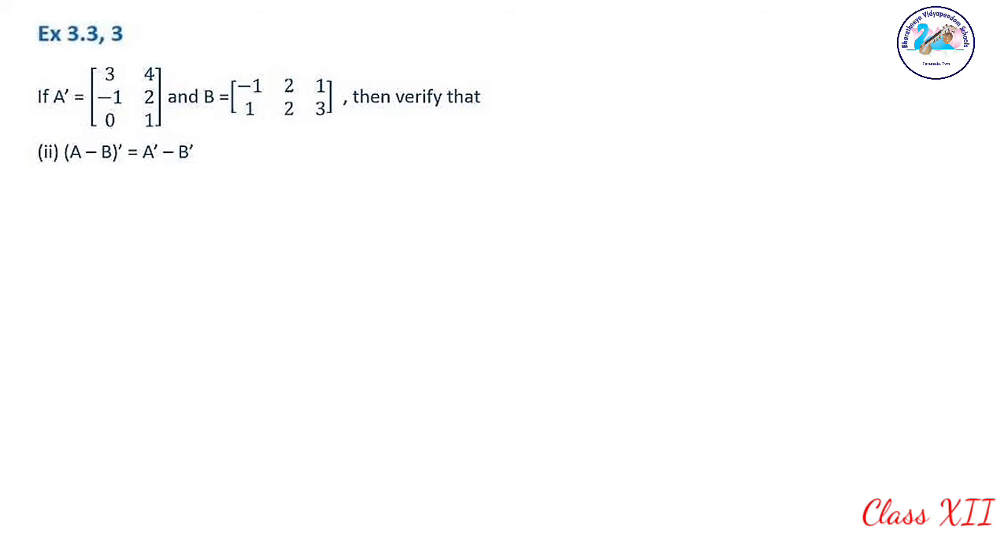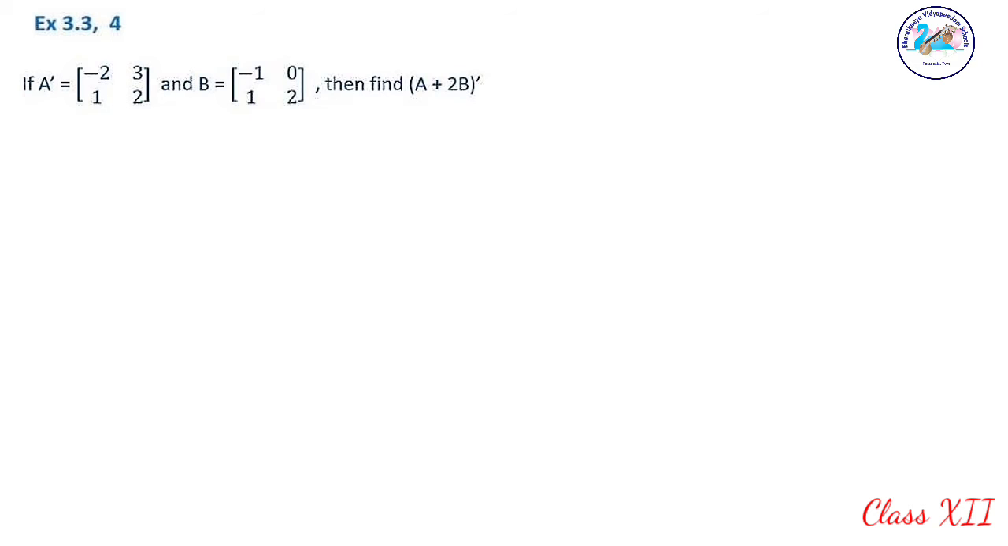Exercise 3.3, second question. That is, if A transpose is equal to matrix 3 4 minus 1 2 0 1 and B is equal to matrix minus 1 2 1 1 2 3, verify that A minus B the whole transpose is equal to A transpose minus B transpose. So this question you will try as homework. Move on to the fourth question.